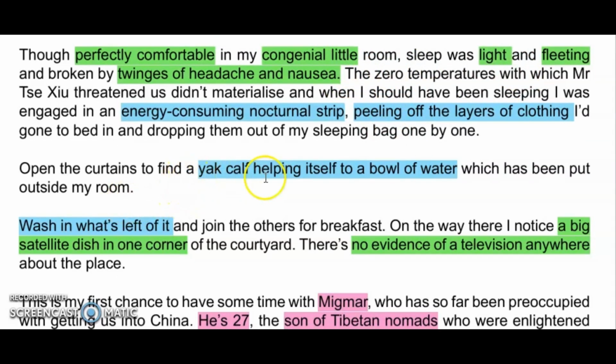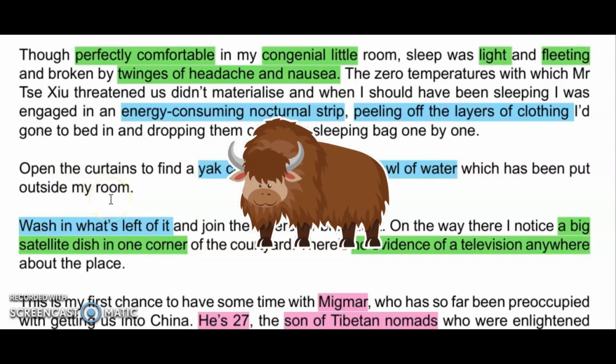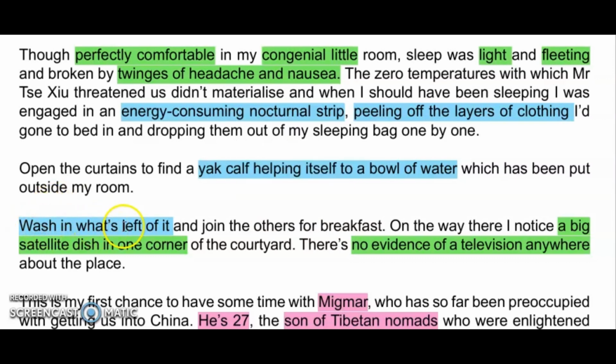Then it is written, "a yak calf helping itself to a bowl of water which had been put outside my room." Here the writer is showing that the Himalaya is a place where animals too show responsibility by making efforts for their own survival. And when he is writing about washing in what's left of it, it shows that saving the resources in this coldest area is also a key aspect of the lifestyle there in the Himalayas.